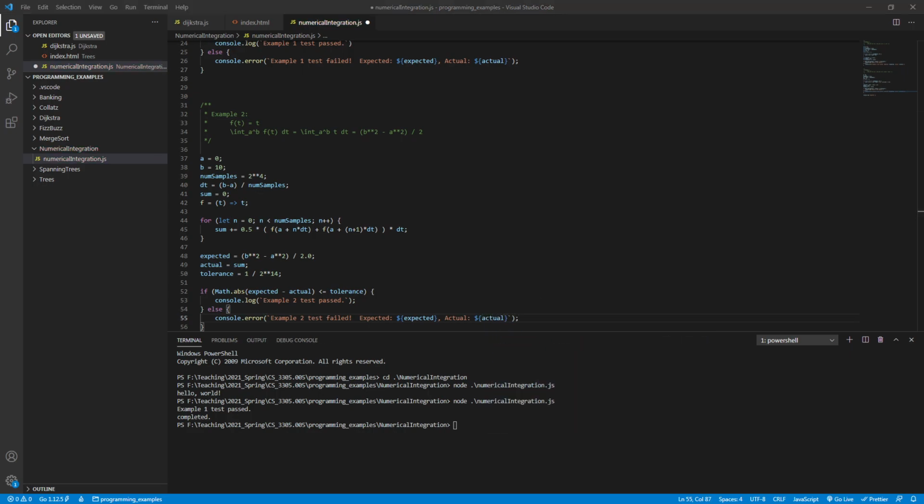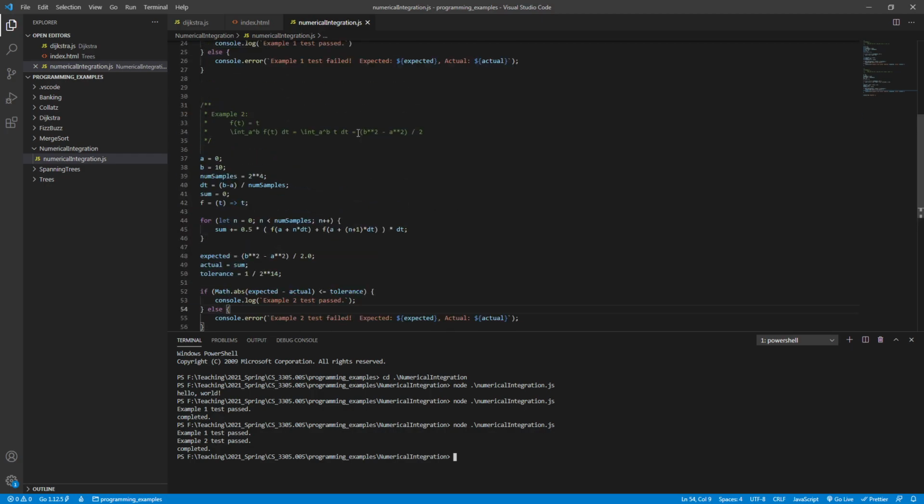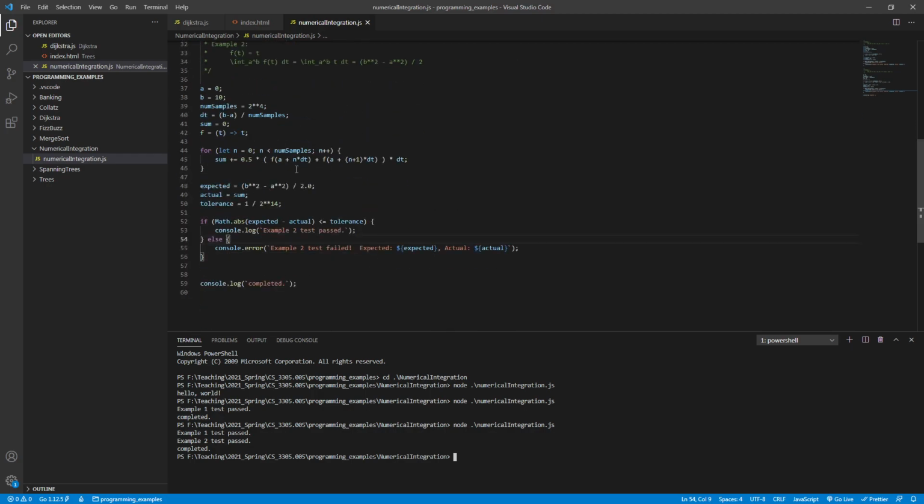Okay. Now we just run it. Okay, so again, our techniques have not failed us. We've been able to compute a sum, a numerically integrated value for a function, which is within our tolerance of the theoretical value for such an integral.